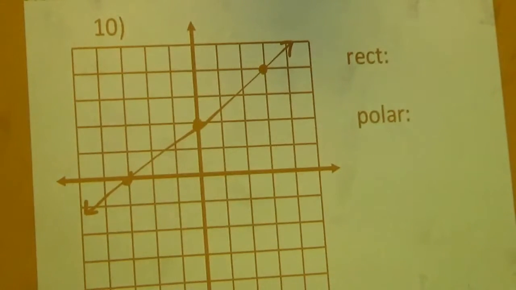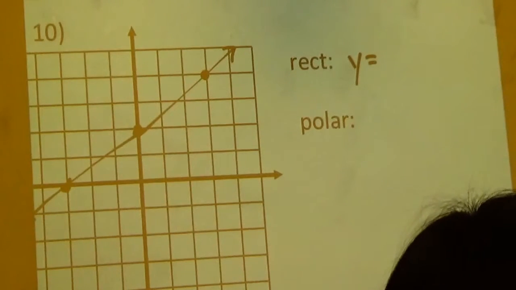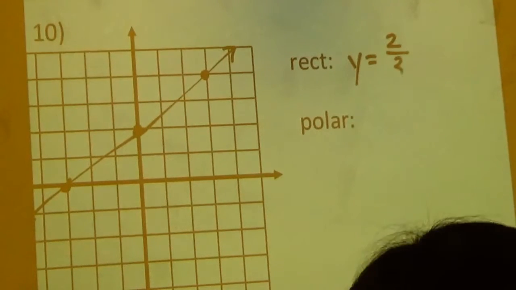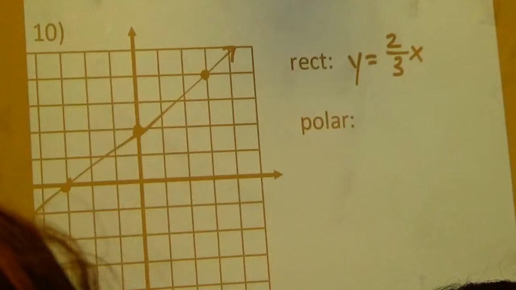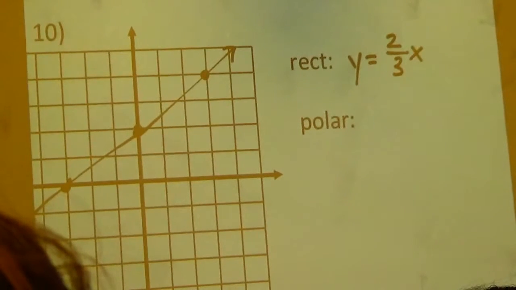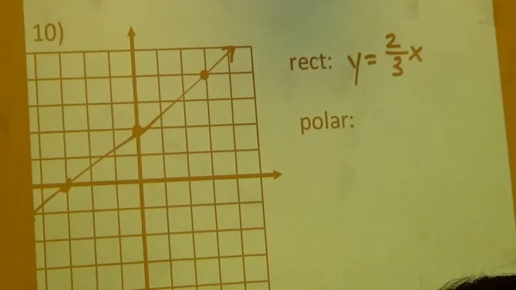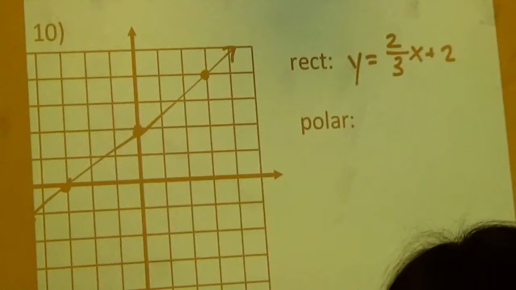For rectangular form, y equals, what is the slope of this graph? Right there, 2 over 3. Remember, rise over run: the amount you move up or down, and then the amount you move to the right. What's my y-intercept? 2. Remember, it's where it crosses the y-axis. Good job. It's been a long time. I said 3 too.